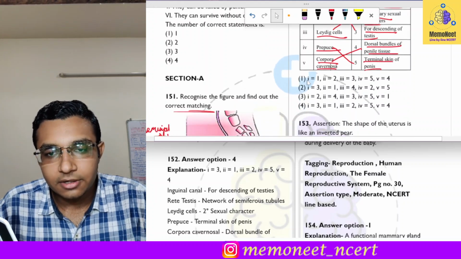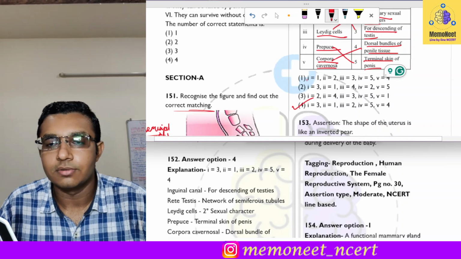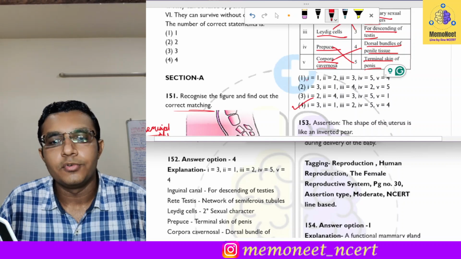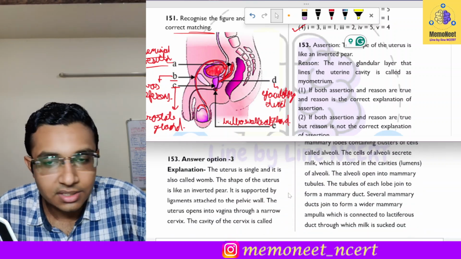So, which is the correct option showing the correct matching? It is option 4. So, the correct answer of this question will be option 4. Moving on to the next question, that is question number 153. It is an assertion reason type of question.